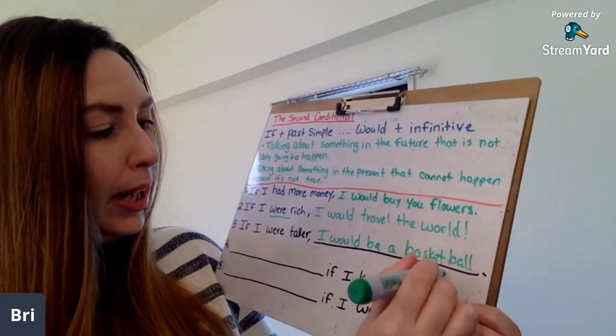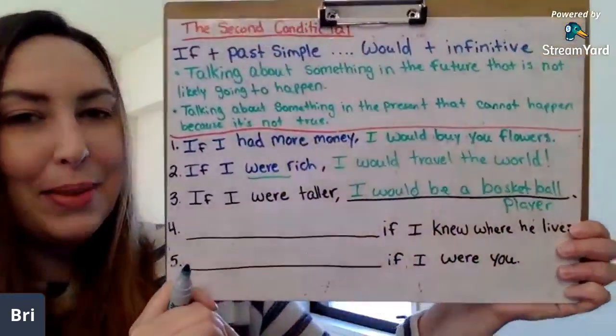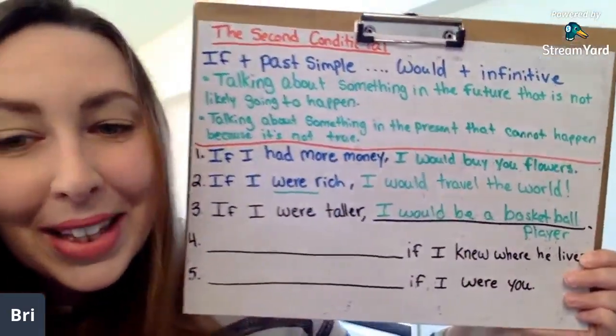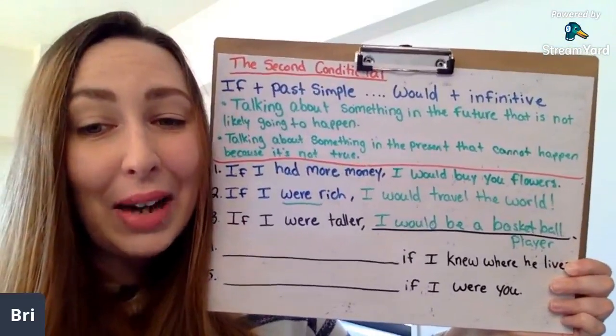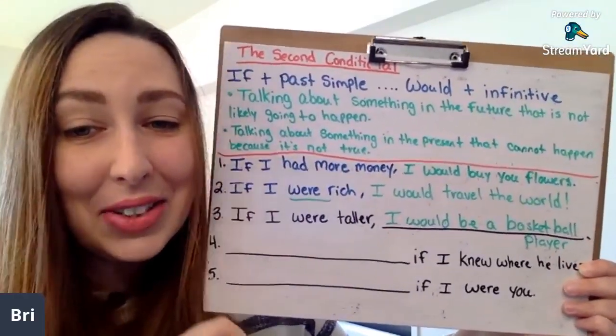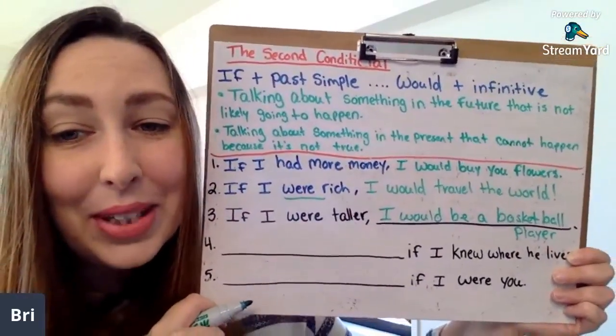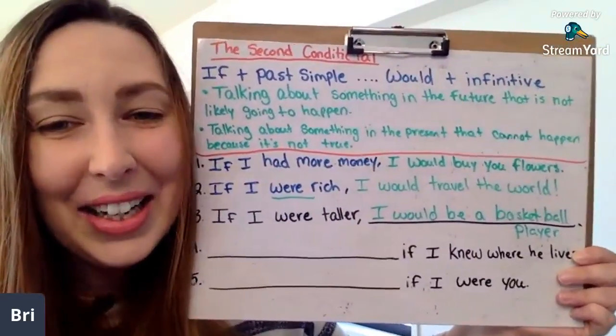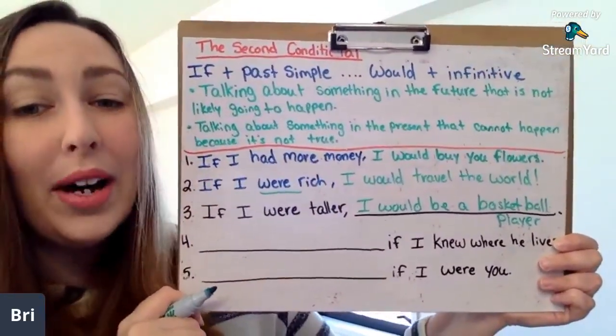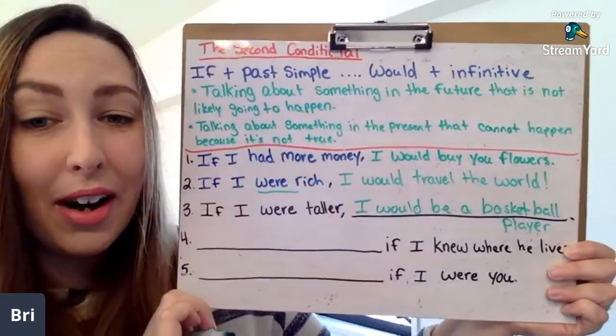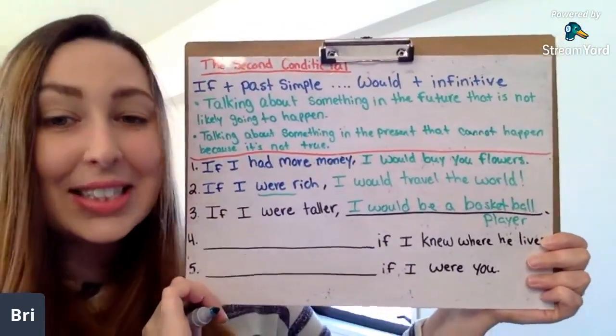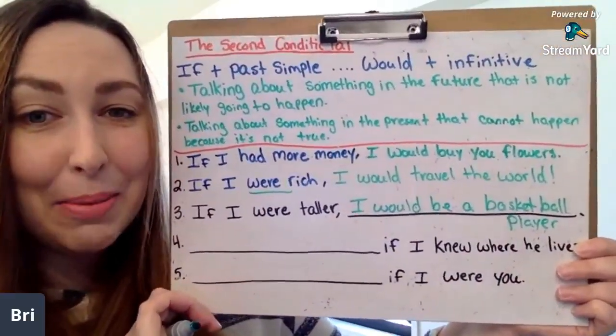Basketball player. Okay, I never give myself enough room to write. If I were taller, I would touch the ceiling. Very good, Josette. I would reach the 2nd floor. Very, very nice. Oh, if I were taller, I would join the army. I would be a good dancer. Very good. We have some great examples.